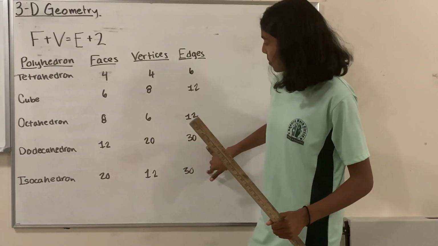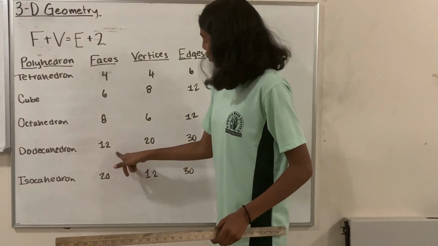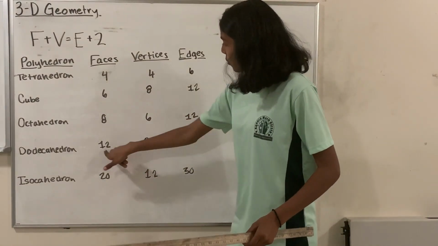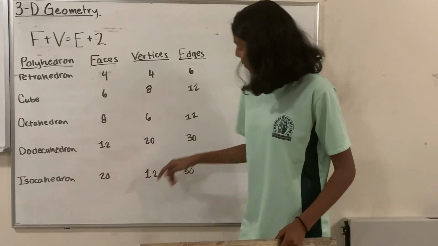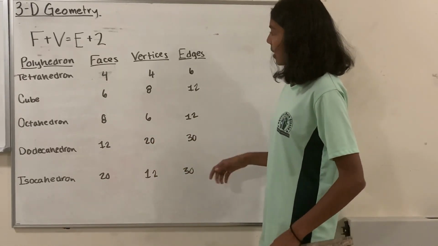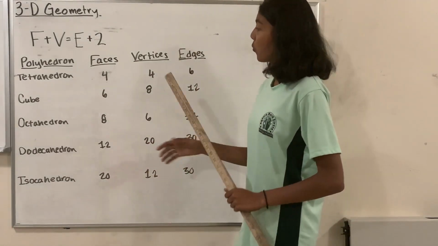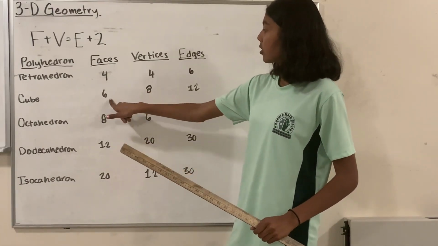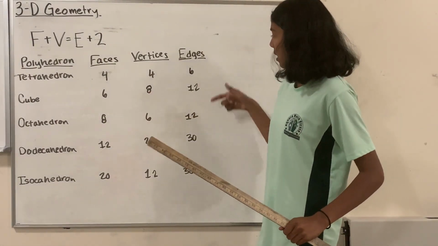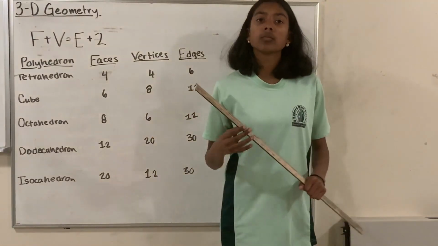You can remember these two because they're basically switched. For the faces and vertices, you have 12, 20, 20, 12. And the number of edges are the same. The same thing goes for the cube and octahedron. There's 6, 8, 8, 6, same number of edges.